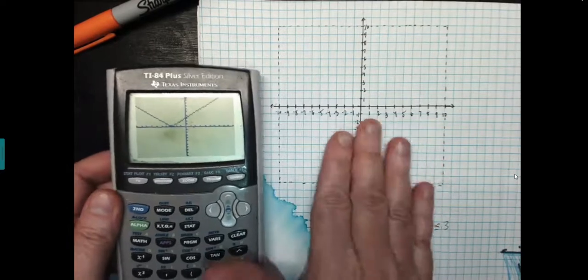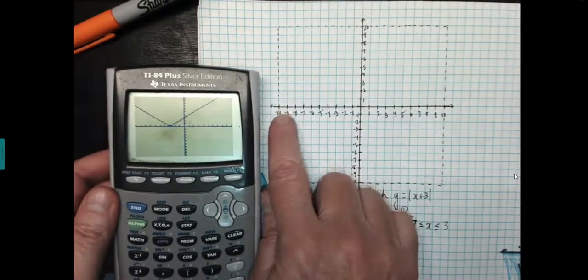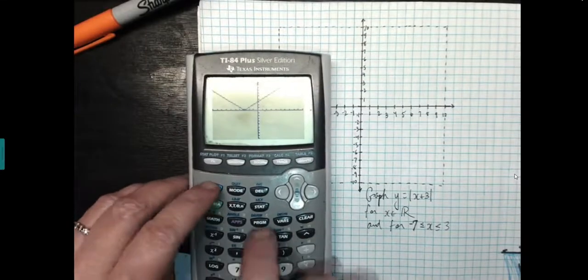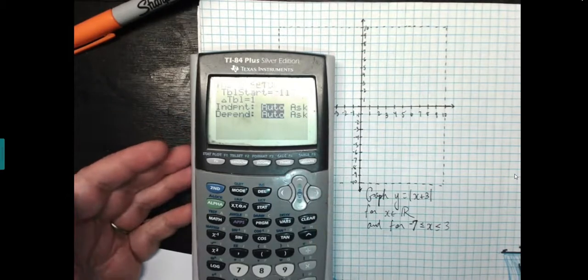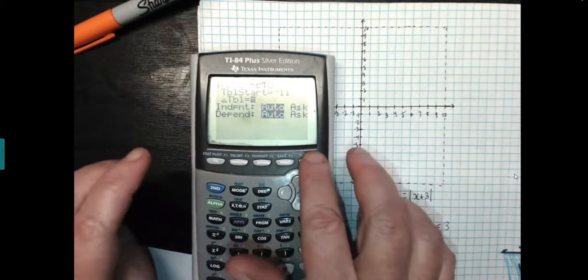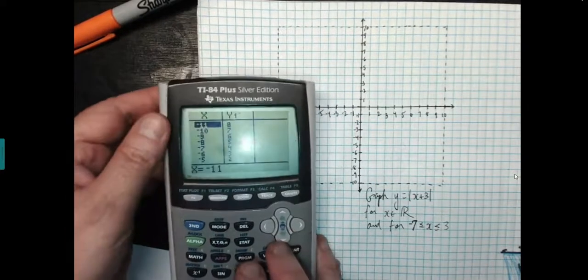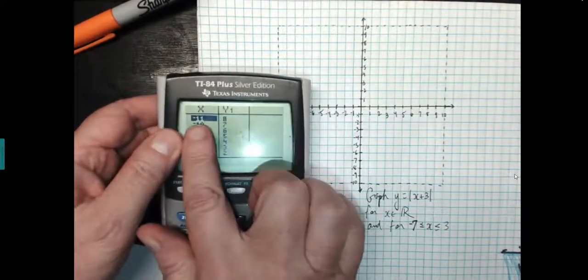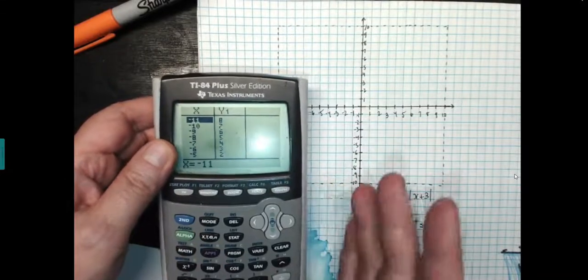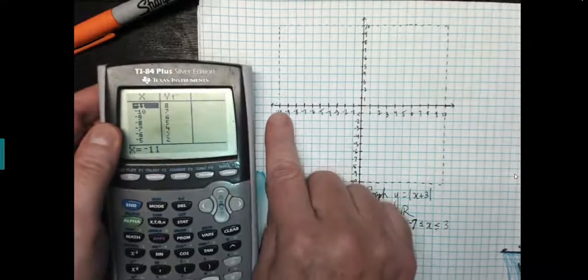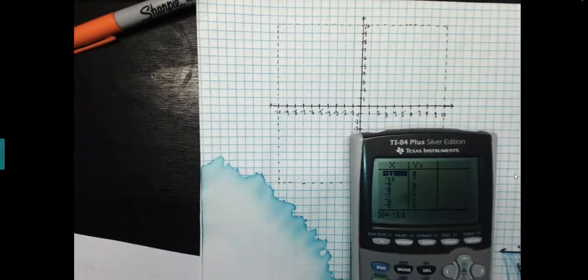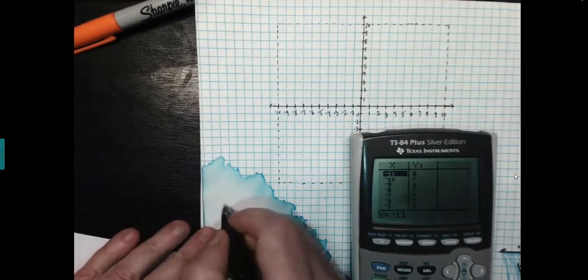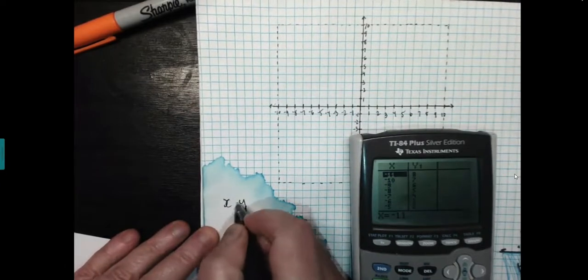Okay, and I want my graph to be in the standard window, so I want to start with my x value of -10, so I'm going to do second window to get the table set, and let's start that x value at -11. And then I'm going to do second graph to look at that table. Okay, so it gives me a list of points with the x and y values. So I could have started at -10 or -11. I'm not going to include -11, but I can make a chart now over here. I have my x values and my y values, so I'm getting points.